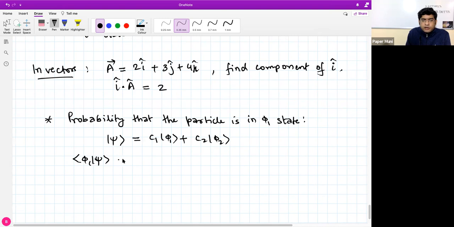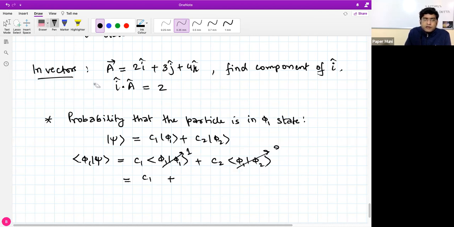If I do inner product, this is also an inner product, right? So if I do the inner product with that state in which we want to find the probability of the particle, then what will you get? This will be phi 1 with phi 1 plus C2 with phi 1 and phi 2. Now this will become 1, so we'll have C1, and this will become 0. Now this is 0, this is 1.